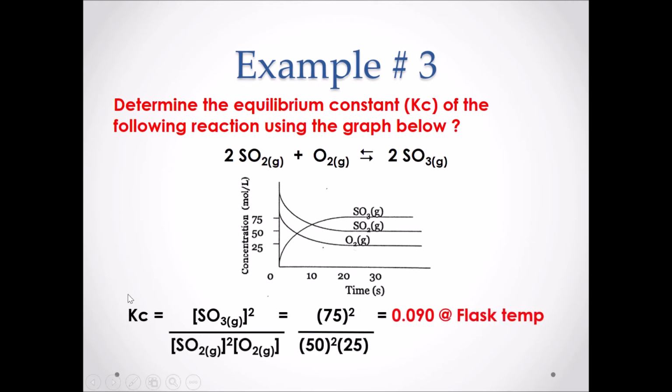Our Kc expression is the concentration of the products over the concentration of the reactants. And again, our exponents are the coefficients in the chemical equation. If we input the equilibrium values from the graph, we are left with a Kc value of 0.090 at flask temperature.